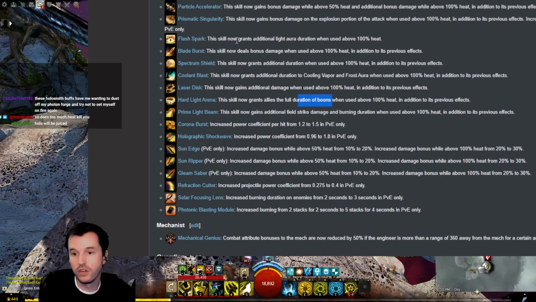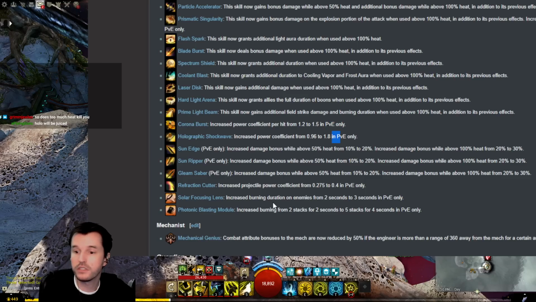Now obviously no one Hollowsmith can use all of these skills. You don't have enough space for all of that, but whichever of these you take, if you're above 100% heat, you're getting more out of it than you were yesterday. So all of that is happening. Lots of buffs in PvE only going through this whole section.